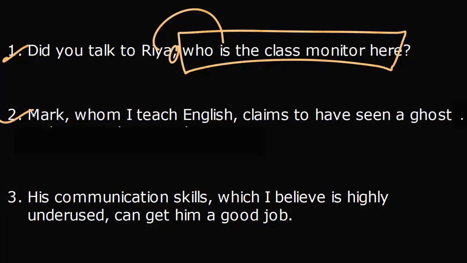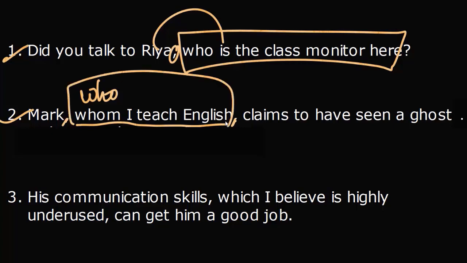Second, Mark. Mark is a proper name, right? So whatever information you give about Mark is going to be non-essential. So Mark, whom I teach English, or who I teach English, both are fine, right? Mark, who I teach English, claims to have seen a ghost, right? So Mark is a proper name of a person. Whatever information you give about Mark is going to be non-essential. And that is why we have commas after Mark and before the main verb, right? Because this is non-essential information, right? Mark, whom I teach English or who I teach English, claims to have seen a ghost.